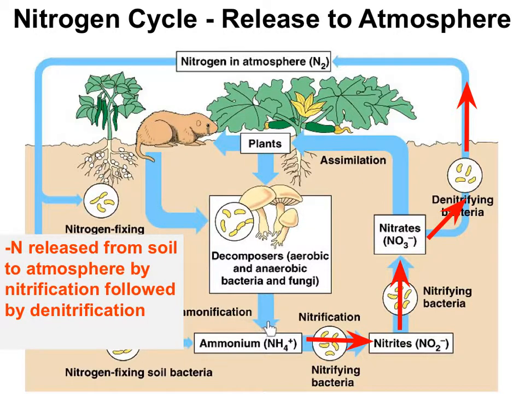First, this ammonium is converted to nitrites by nitrifying bacteria. Then the nitrites are converted to nitrates by those same bacteria. Now, at this point, the nitrates can be taken back up by plants and go back into the food web, or denitrifying bacteria can convert the nitrates back into nitrogen gas that's put back into the atmosphere.